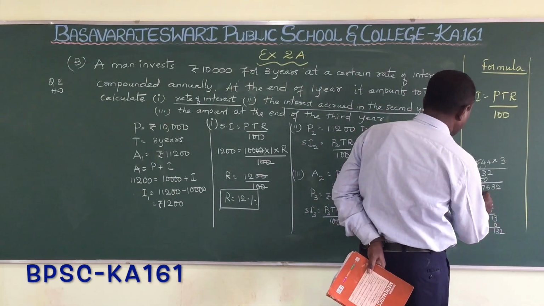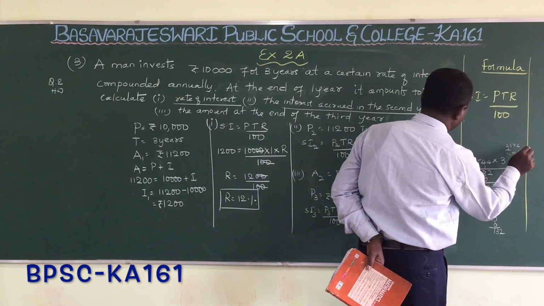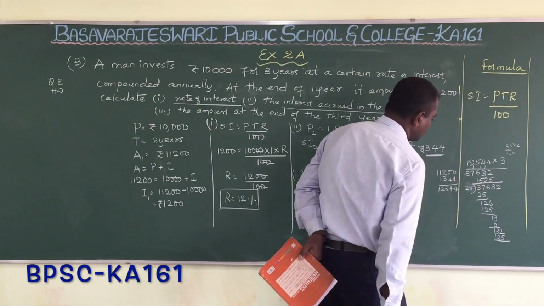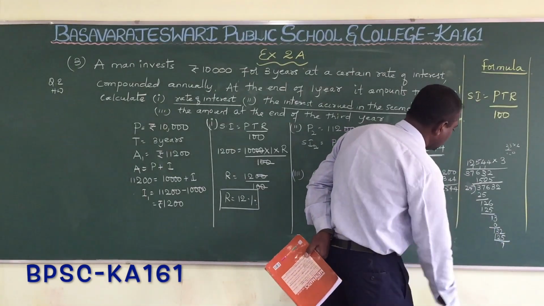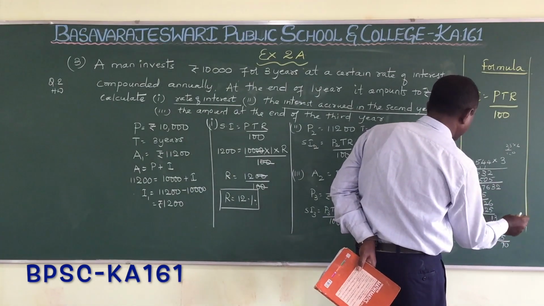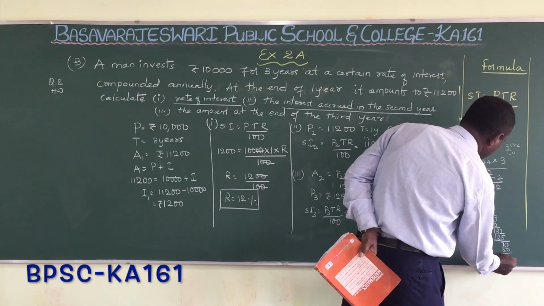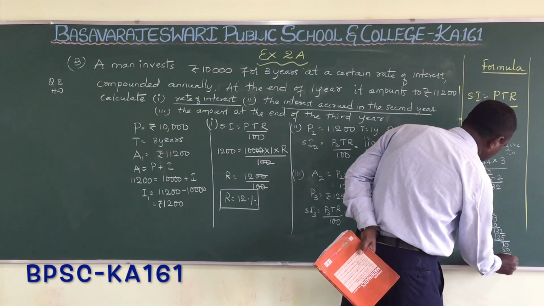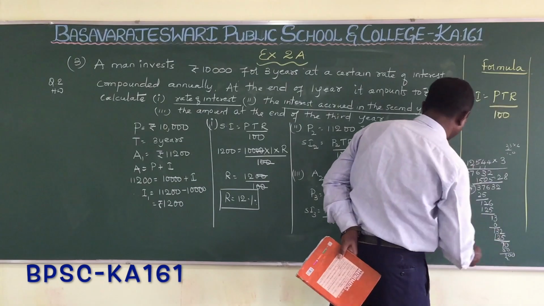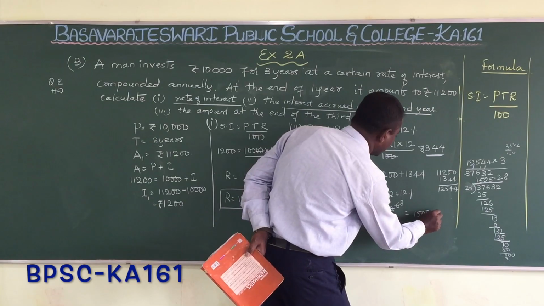25 5s are 125. 12 minus 5 is 7. 25 2s are 50. 7 minus 5 is 2, then 25 8s are 200. So therefore, the interest we got is 1,505.28.